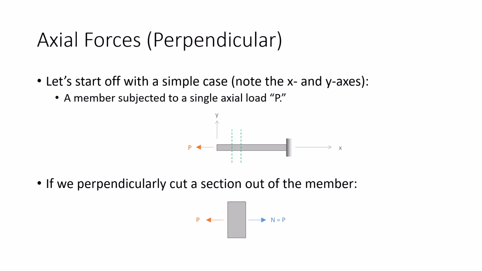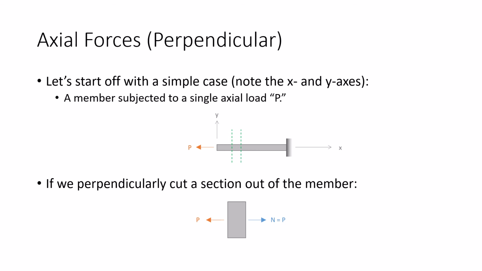All right, note I've got the x-axis and the y-axis here, and we're going to yank on this with a single axial load P. So if I cut a section, some forces, I find that the internal axial force inside that bar is P, right? And so I take that axial force, I can determine P over A, so on and so forth. With me so far? Okay.